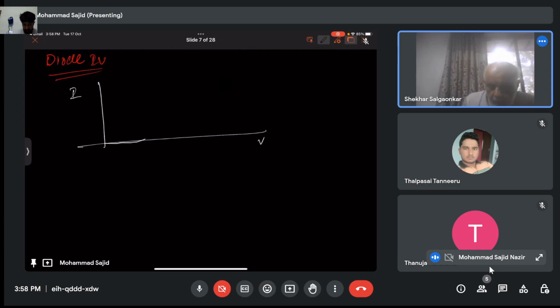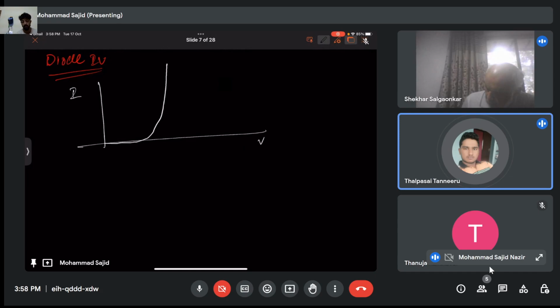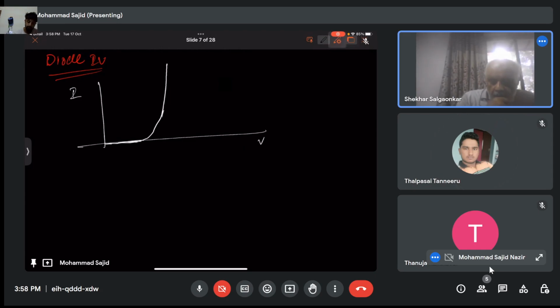So this is like this, right? Yeah. Sir, this is your diode characteristics. Yes, sir. So you can extrapolate this voltage. This is called your cut-in voltage, right?